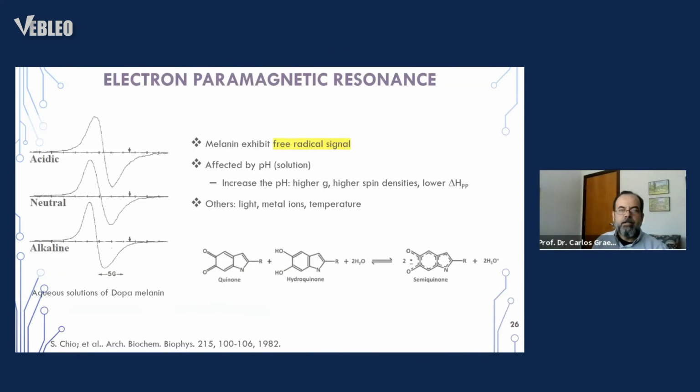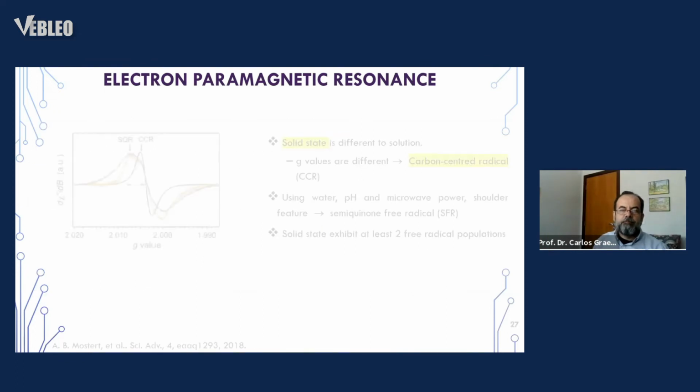Okay. The other important aspect of melanin, which called the attention many years ago, is that it has a free radical signal, which changes, for example, if you are looking in water, not in solution but in a suspension, from acidic to neutral. This signal changes quite systematically. What was believed until some years ago was that this signal was coming basically from this kind of state, the semiquinone, which produces a free radical. But as you will see, this is maybe not so simple.